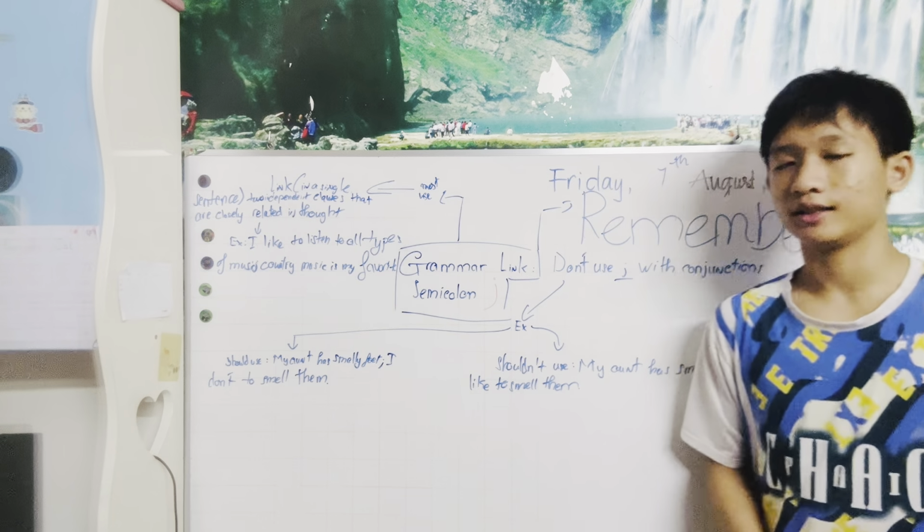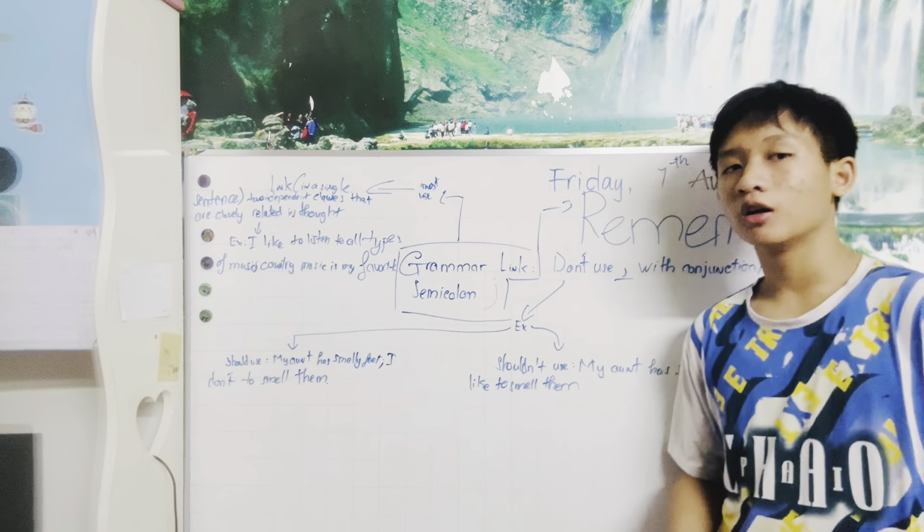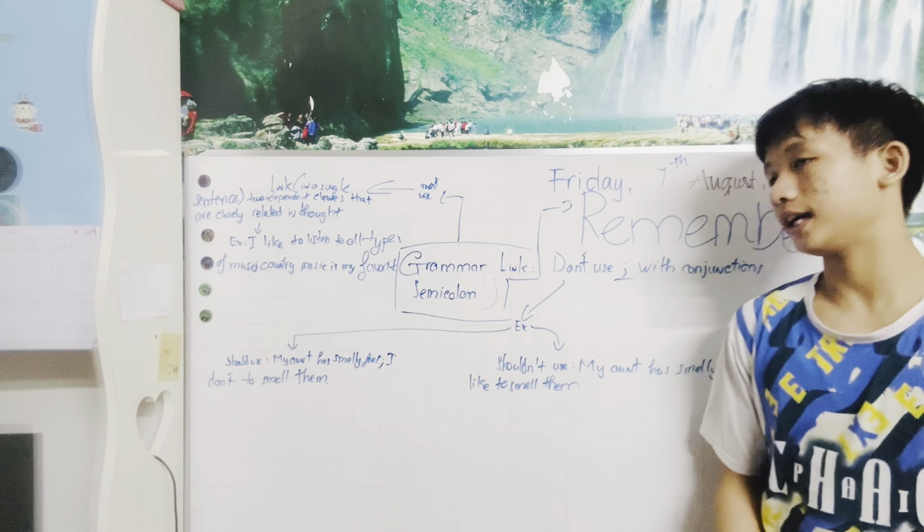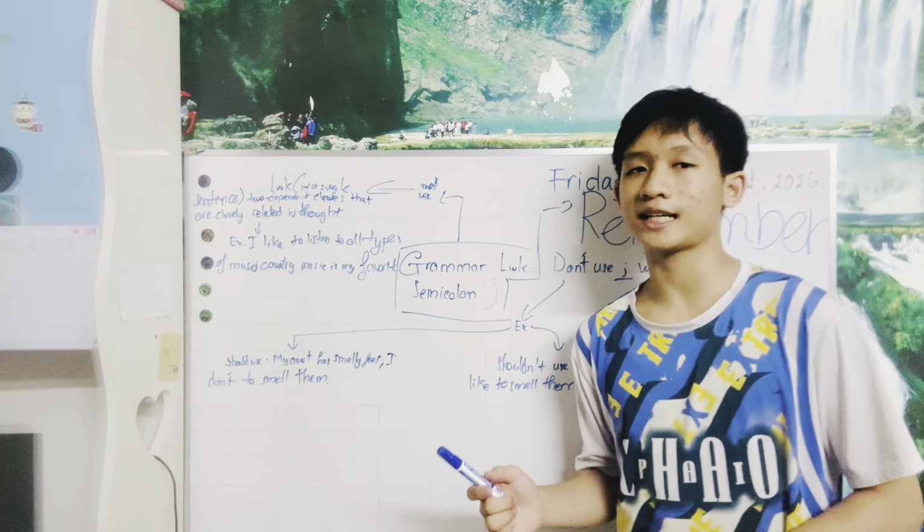So what did you learn here? We learned about when a semicolon is mostly used, some examples of it, and that a semicolon can be changed to a comma.